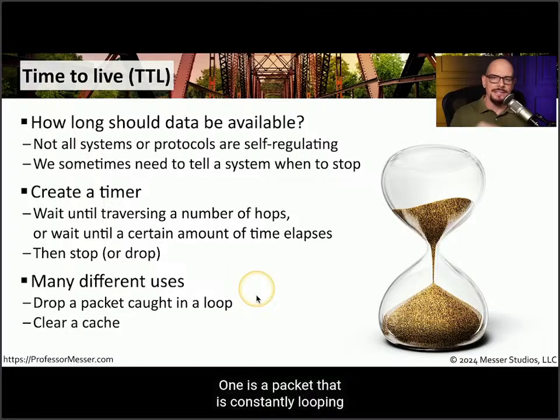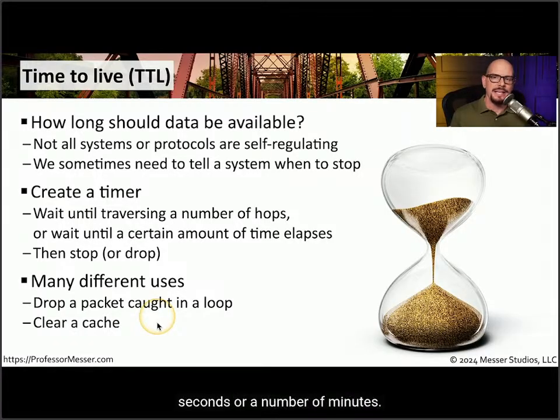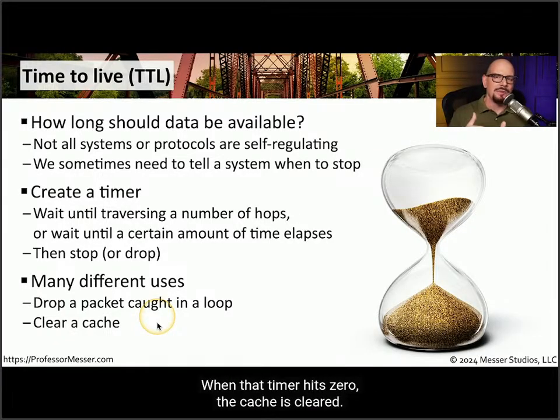One is a packet that is constantly looping between different routers. We might want to have that packet automatically dropped if that loop occurs a certain number of times. Another good example of a time to live might be to clear a cache, where we might access a website, have that website stored in a cache, and then that cache is only available for the next 60 seconds or number of minutes. When that timer hits 0, the cache is cleared, and the next time that website is accessed, you would have to go all the way out to the site to be able to bring that information back, at which point that is placed in the cache and another timer starts.